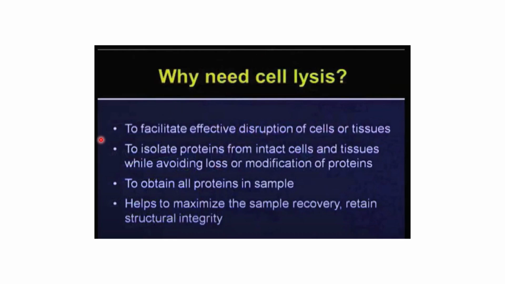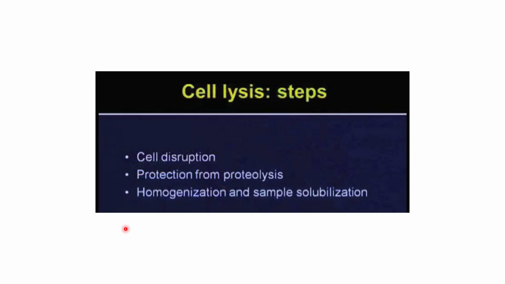So why do we need cell lysis? Basically to facilitate effective disruption of cells or tissue, so that it effectively disrupts it, lyses it. Then to isolate proteins from intact cells. Initially proteins are present inside the cell, right? So you need to isolate them from the intact cell or tissue, avoid the loss and modification of protein in that process, and try to get all the proteins out of it. This helps to maximize the sample recovery and also maintain the structure of the protein.